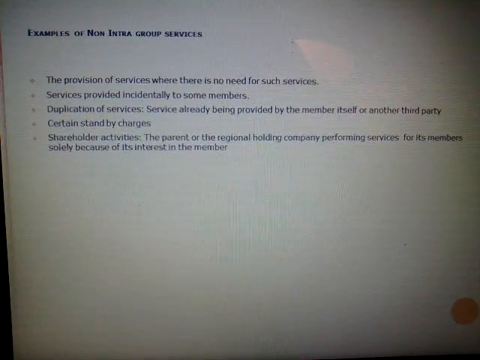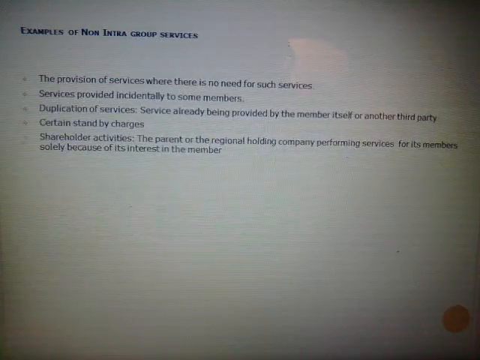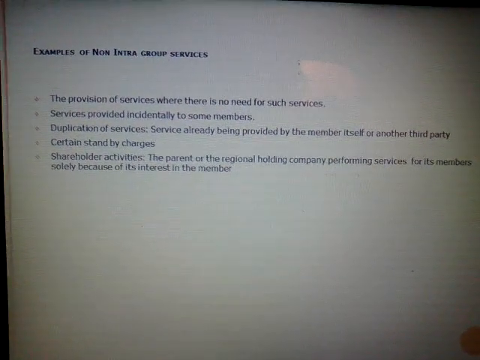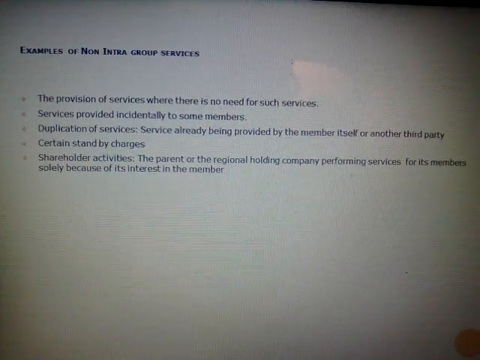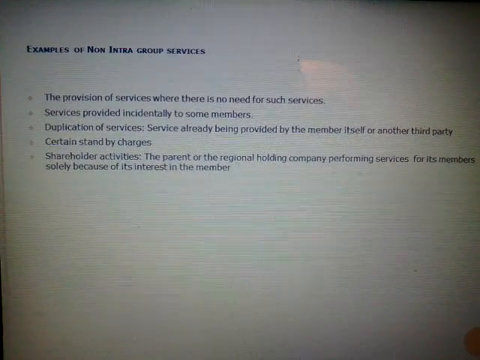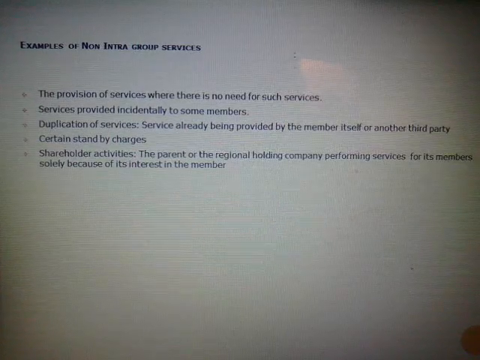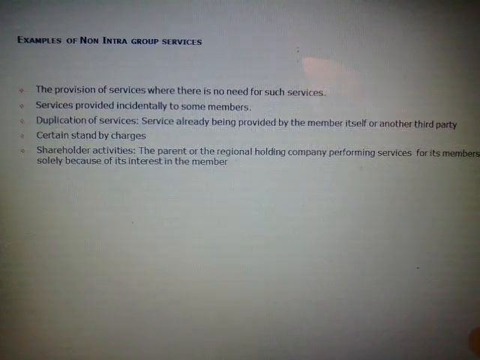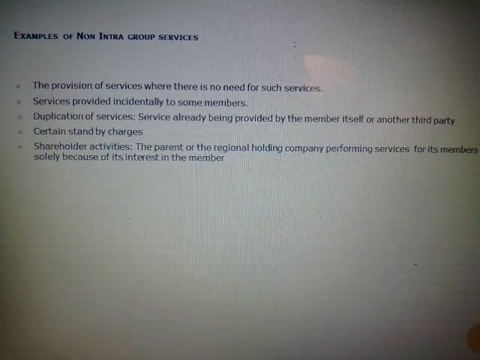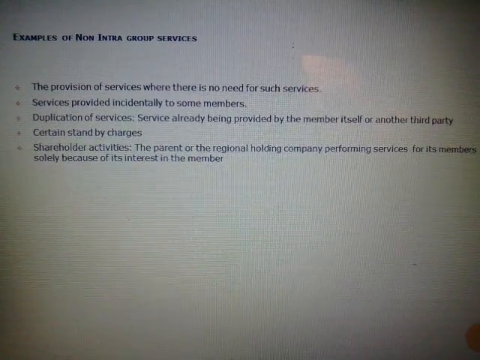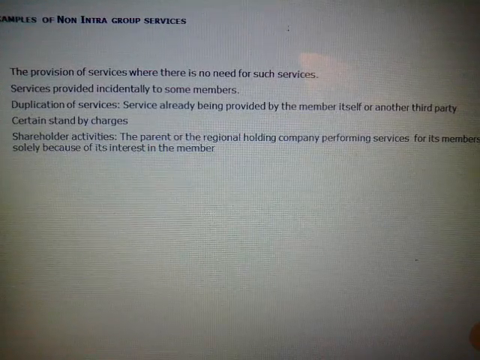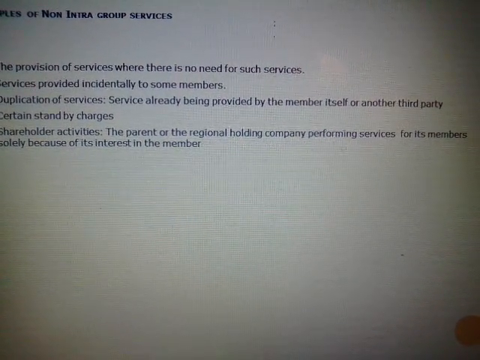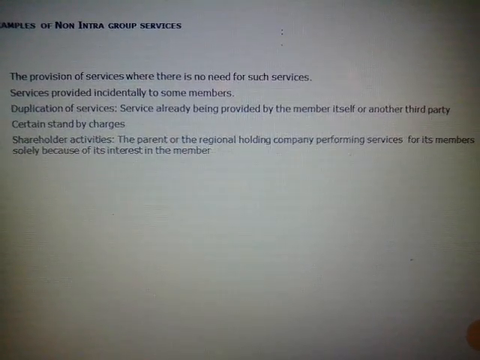Examples of non-intra-group services. The provision of services where there is no need for such services. Services provided incidentally to some members. Duplication of services, where the service is already being provided by the member itself or another third party. Certain standby charges. Shareholder activities. The parent or the original holding company performing services for its members solely because of its interest in the member.